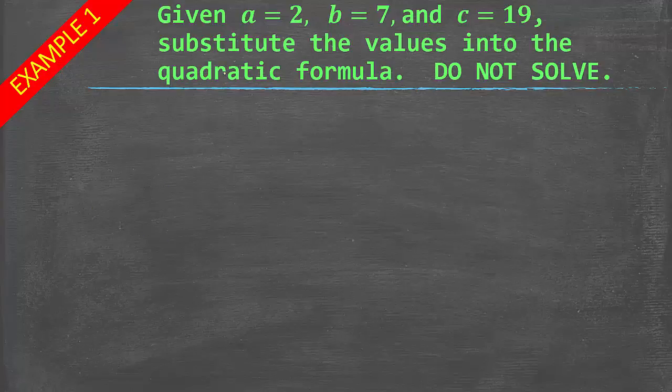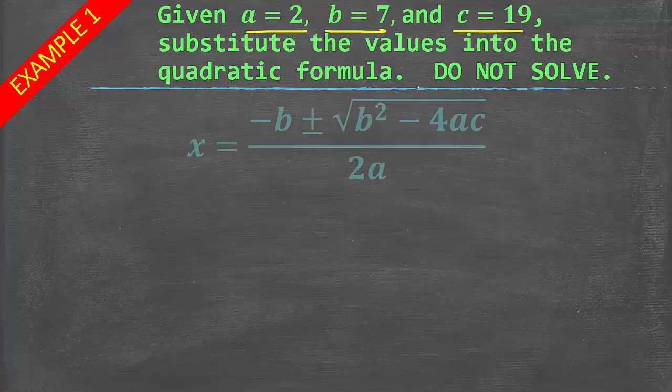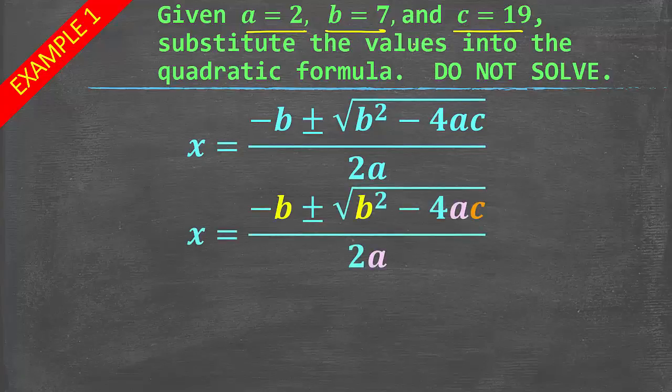First example, you're given what a is. A is 2. B is 7. C is 19. Substitute the values into the quadratic formula. Do not solve. Do no math operations. Okay, there's the quadratic formula. We're told what A is, what B is, and what C is. Just plug them in. Okay?